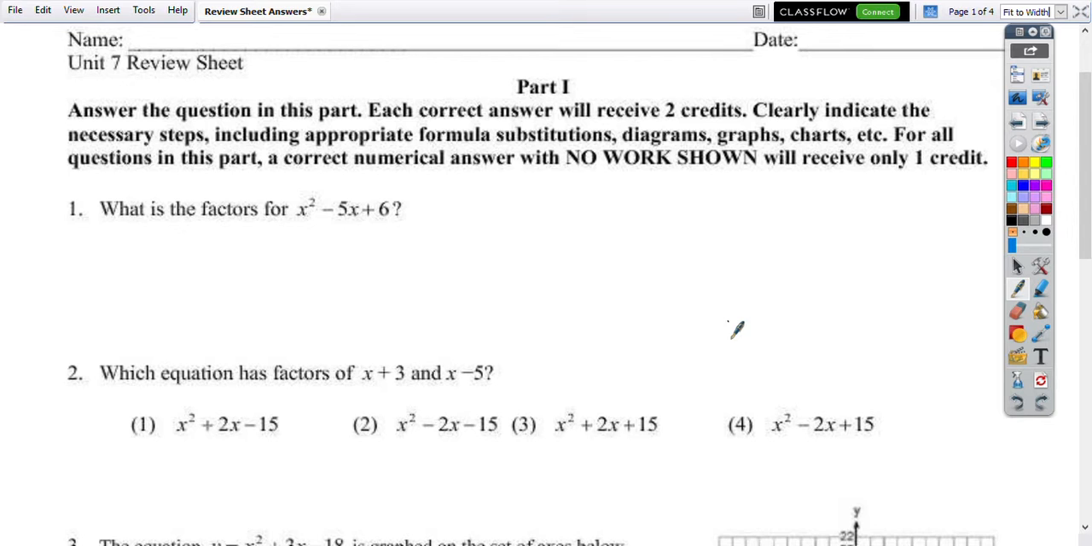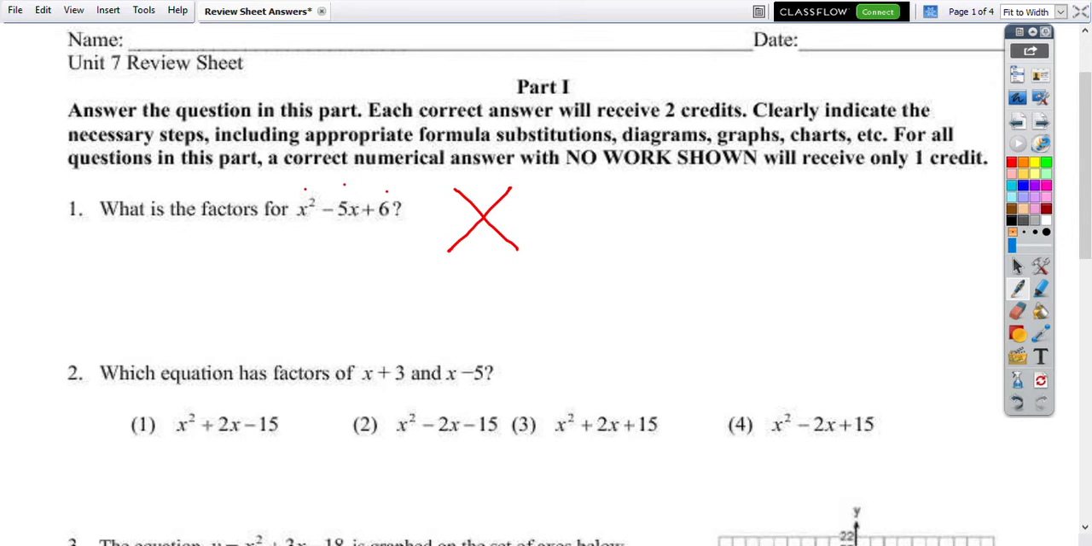So first question, what are the factors? Remember, when we're doing factoring, we're looking first for GCF. So x squared, 5x, and 6, right? They don't have anything in common. Okay. 3 terms means we're doing trinomial.